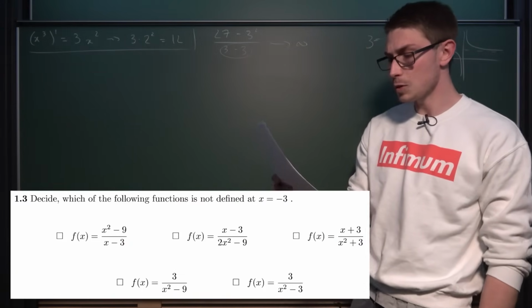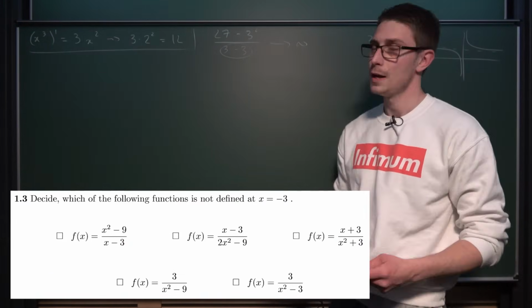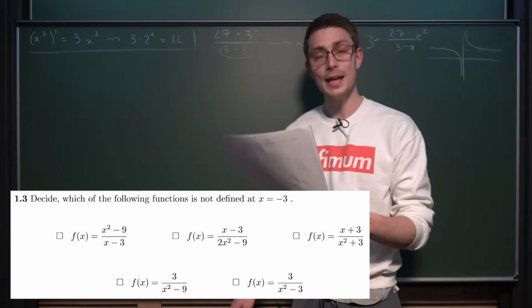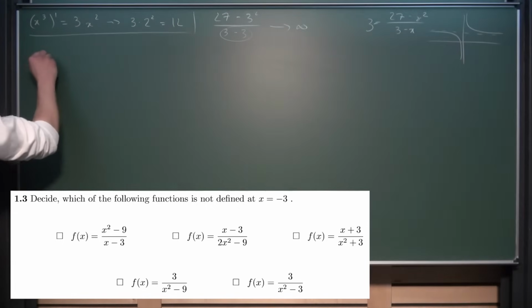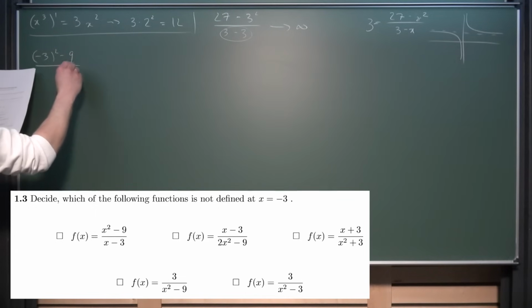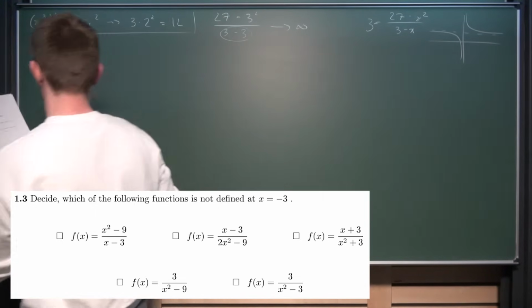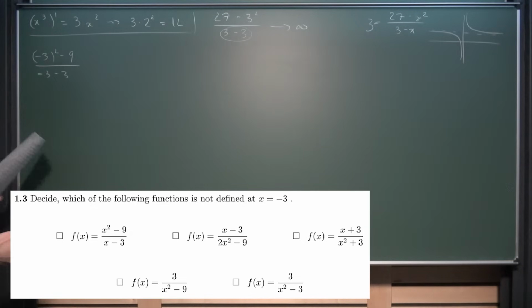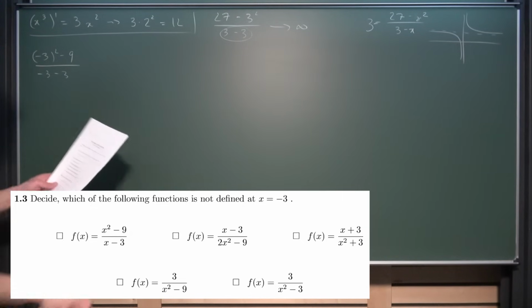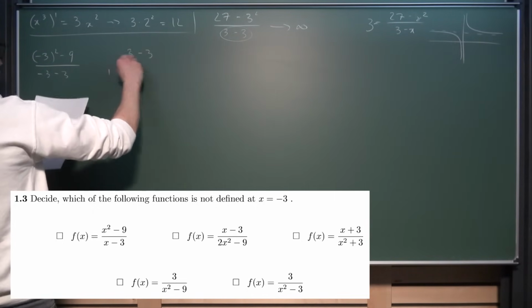Okay, decide which of the following functions is not defined at x being equal to negative 3. It's just a lame exercise, basically, just plugging all the numbers in. Let us go through the first one. We are going to get negative 3 squared and then minus 9 divided by 3 minus, no, plus 3. No, negative 3 minus 3. And obviously it's defined, it does work out, the denominator doesn't go to 0. Now what about the next one? We are going to get 3 minus 3.